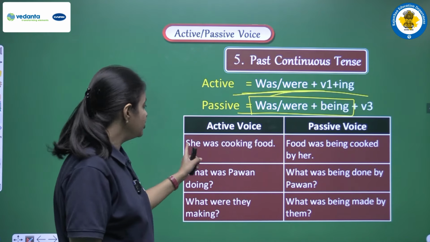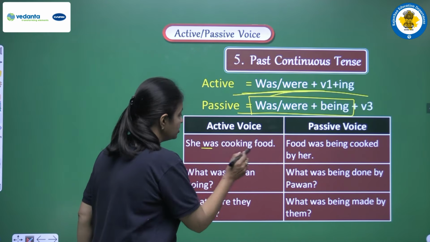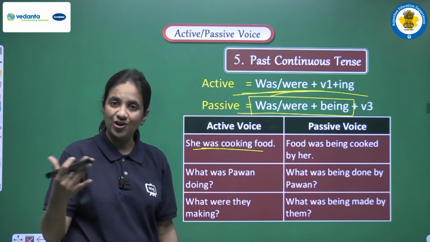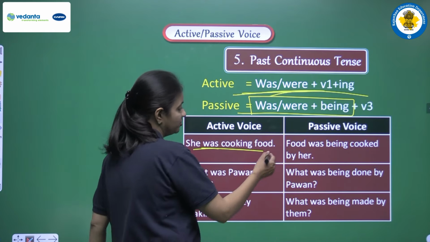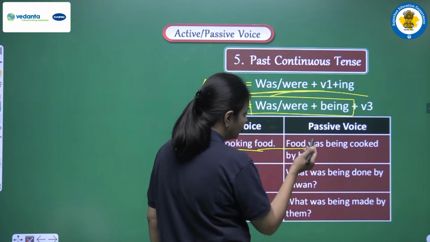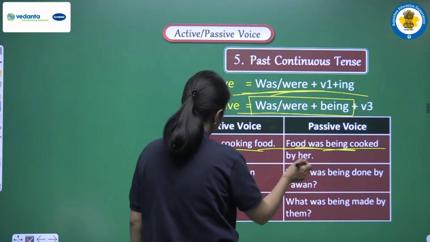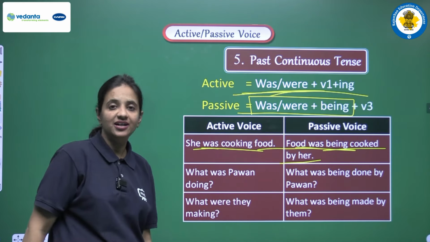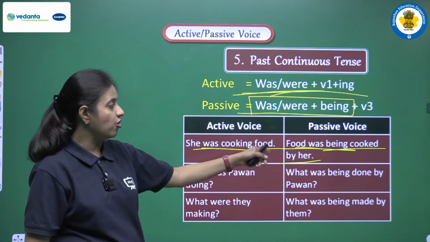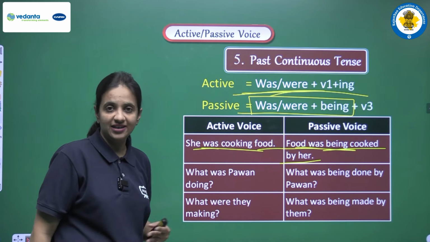So let's see. She was cooking food. Was first form plus ing, past continuous tense. Food is our object, it will be here, and food is a singular thing, so we will use was being. Third form cooked, she will be by her. So answer will be food was being cooked by her.